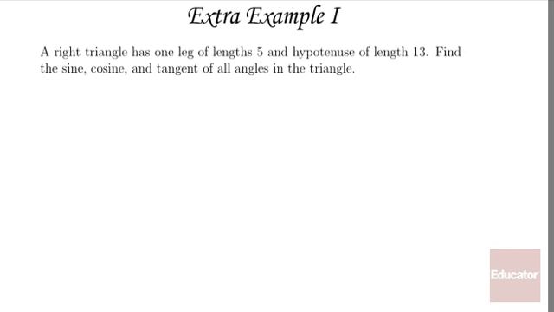Okay, we're going to work on some extra examples with you. I hope you've had time to practice a little bit on your own. Here we're given a right triangle that has one leg of length 5 and a hypotenuse of length 13. And what we want to do is find the sine, cosine, and tangent of all the angles in the triangle.